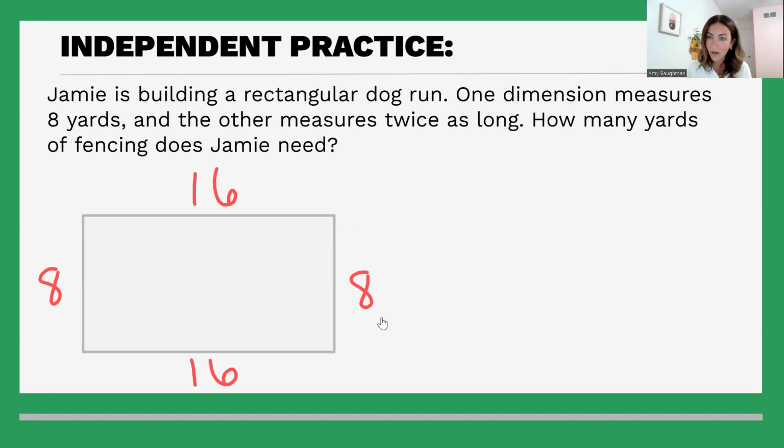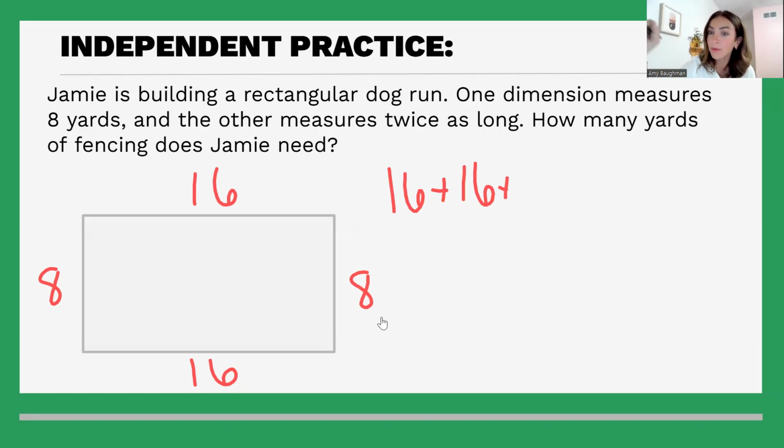All right, and you added all these numbers together. Now, how did you know to do that? Because it didn't say to find perimeter. It says how many yards of fencing does Jamie need? Yes, you knew that they were talking about the outside of your rectangle, and that is perimeter. Very good. So if you took 16 plus 16 plus 8 plus 8, work this through.